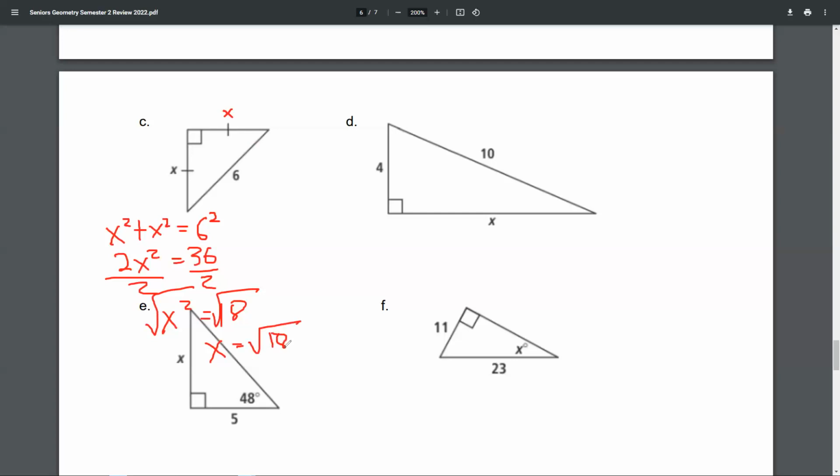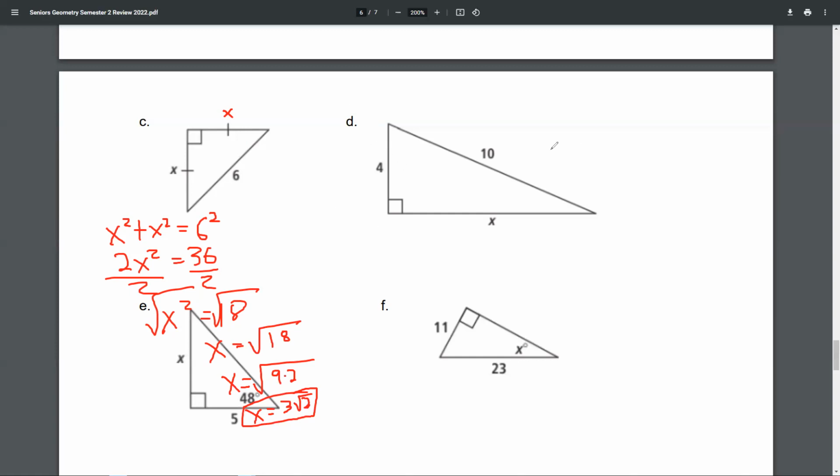If I want to simplify this, I'm going to divide this into a perfect square. So x equals the square root of 9 times 2. And then the square root of 9 is 3. So this is going to be equal to 3 times the square root of 2. Right, so each one of those is 3 square root of 2. And again, you could have used special right triangles and divided 6 by the square root of 2, and it would have gotten the same thing.